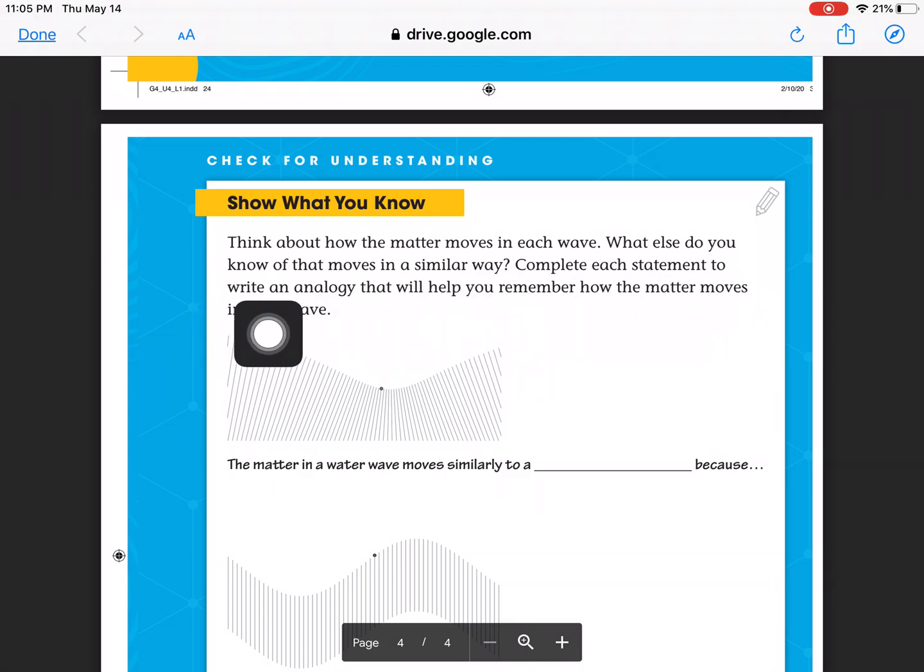Complete each statement to write an analogy. Remember, an analogy compares things that will help you remember how the matter moves in each wave. So here's a wave, and there's a matter. The matter in a water wave moves similarly to a blank because, so you're trying to compare the matter in a water wave to something else that moves similarly and how they move similarly. So you will fill in the blank with what it is like, and down below you will tell how they are similar.